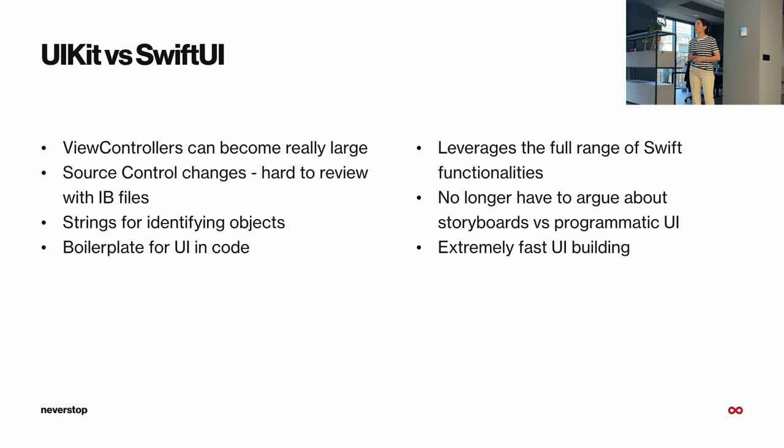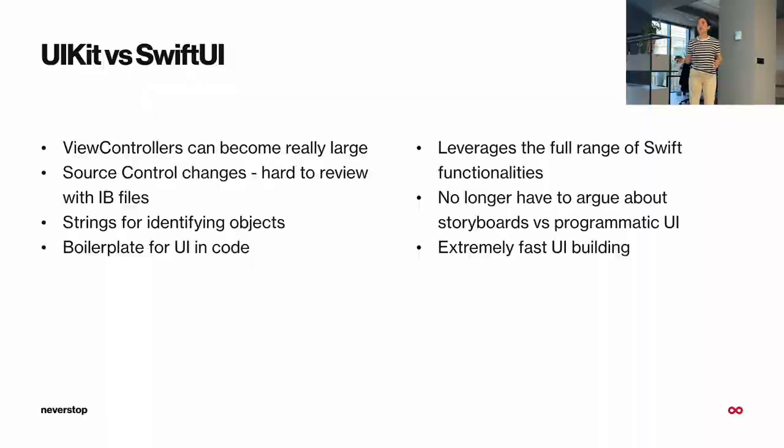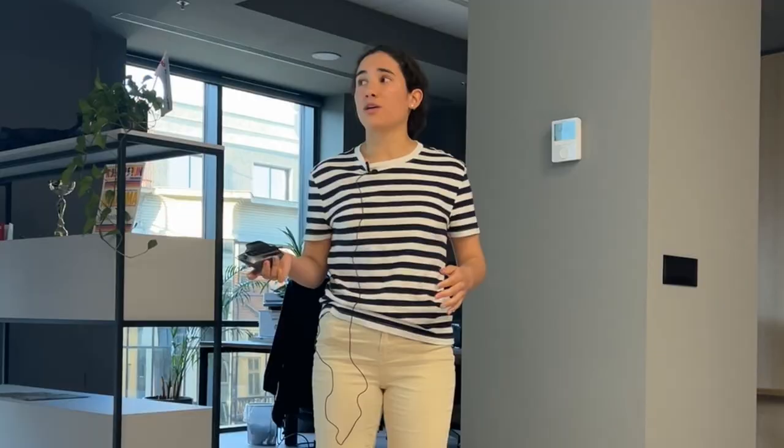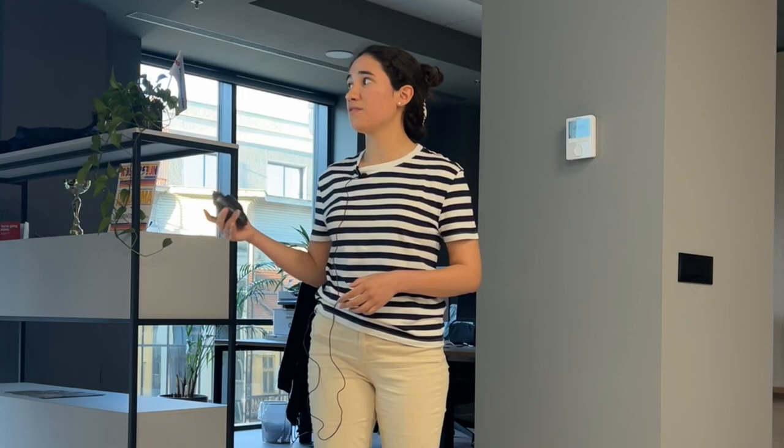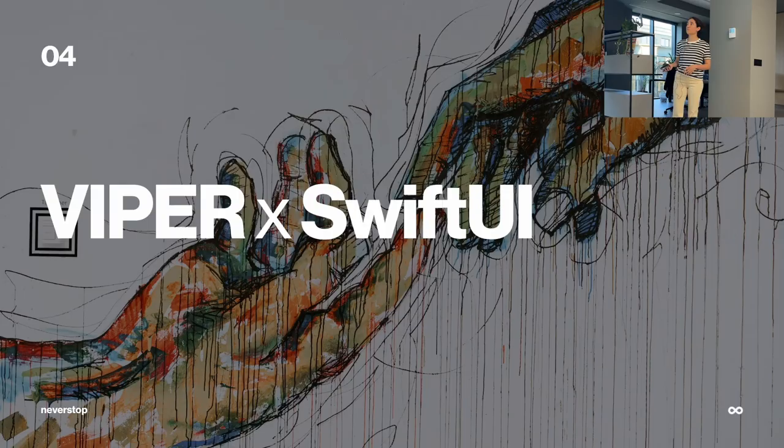It also puts the argument to rest about storyboards or programmatic UI, since SwiftUI is fully done through code. And the way that we can see what we're designing is through the previews. Because of this, it's an extremely fast and also effective way of building user interfaces.